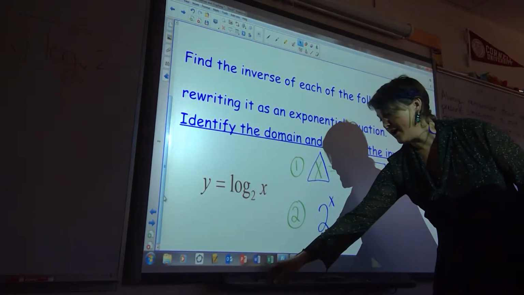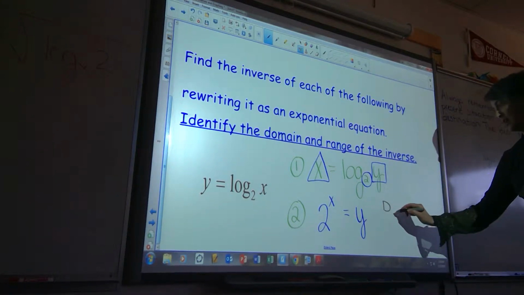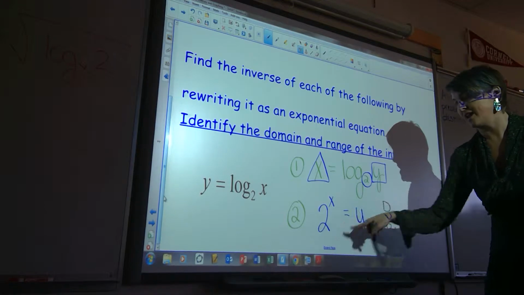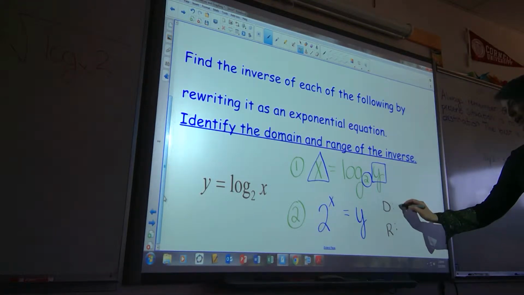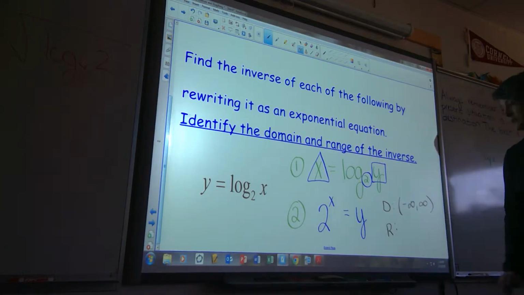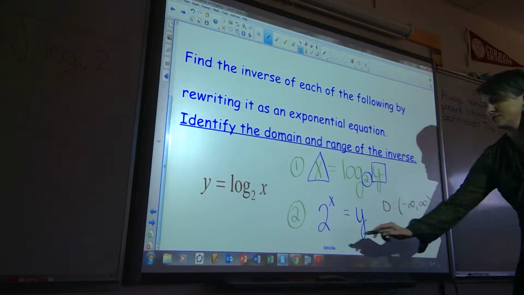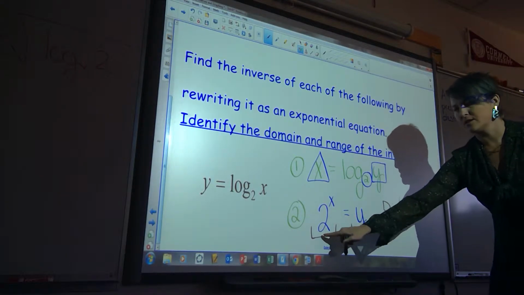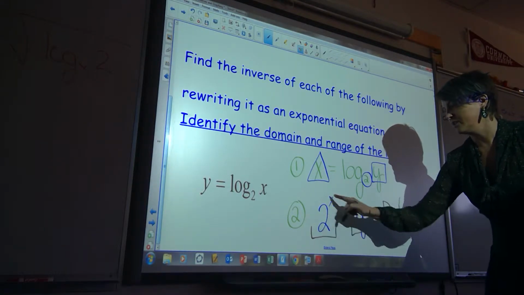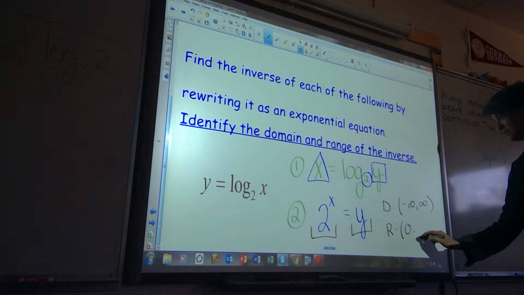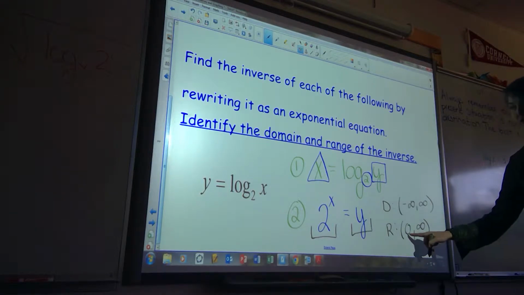Then you can answer the whole domain and range question from this because it is the exponential part. Domain is negative infinity to infinity because it comes from the exponent, and range is sort of the result. The y value is the result of 2 to the power of x. So that will always be positive, so the range is from 0 to infinity. It will never actually be 0.